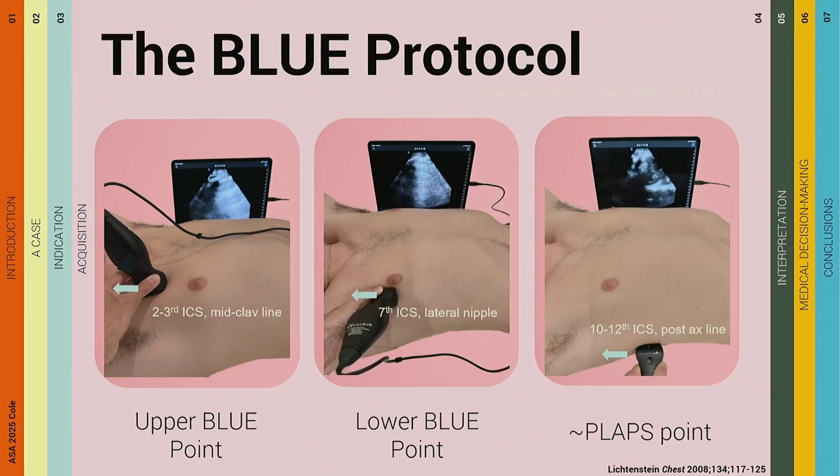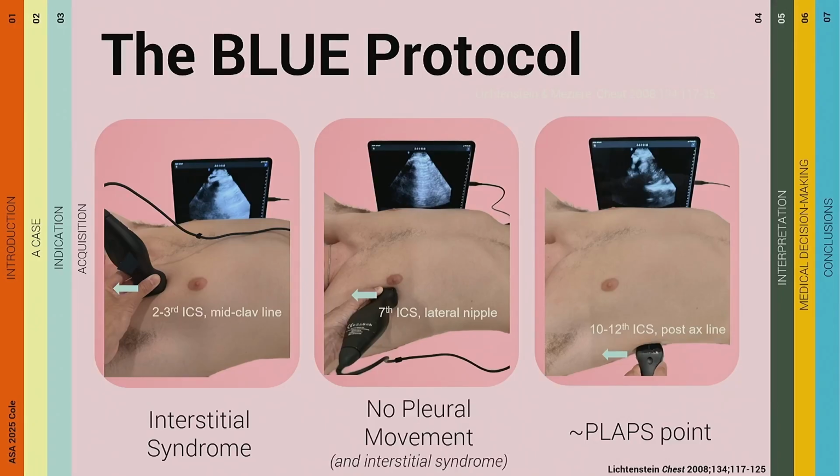So the upper blue point, first of those 2 anterior locations, is the second to third intercostal space, mid-clavicular line. That is the best place to look for interstitial syndrome. However, you can't make a diagnosis of interstitial syndrome from one location alone. So you're going to look at the lower blue point. You want to look for interstitial syndrome primarily in the anterior locations. At this lower blue point, you're also going to be able to see no pleural movement really well. So that's going to be cases where you have a pneumothorax primarily, because air will rise at the most superior location, which is where it is when the patient is supine. And also, again, the interstitial syndrome right there.